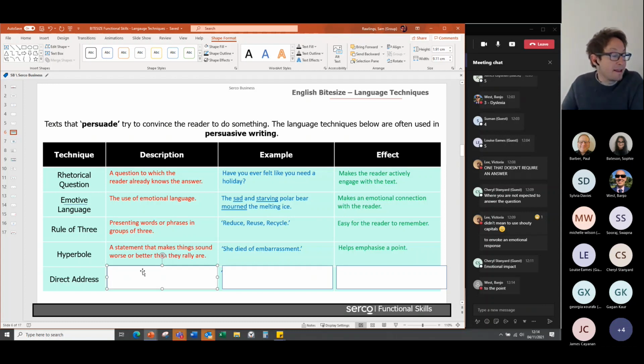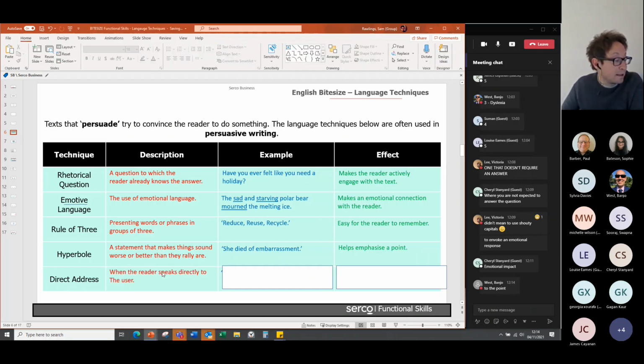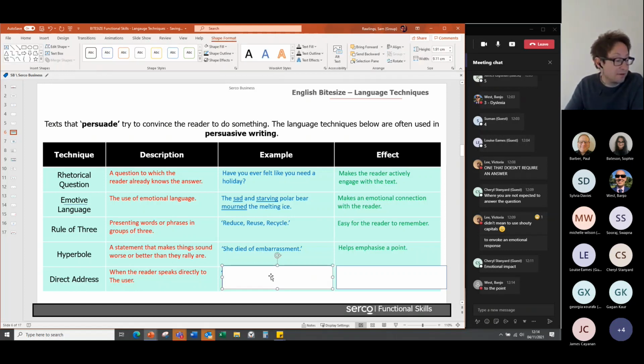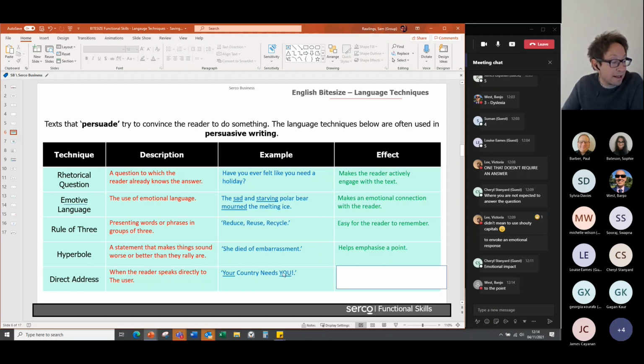Not really. This is one that people find really easy to recognize in the text, but they often forget what it's called. So direct address is basically when you're speaking directly to the reader. So you're addressing the reader directly. That's the way to think of it. And the way this is achieved is by using words like you or your. And there's a really famous poster, says your country needs you, and it's got the hand pointing at you directly. So that's the perfect example of direct address.